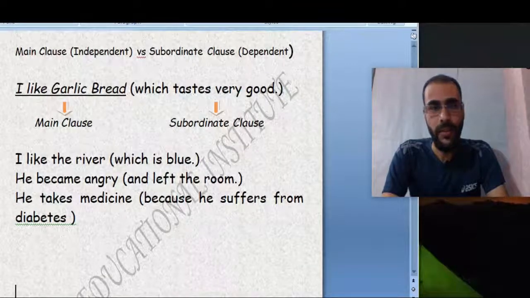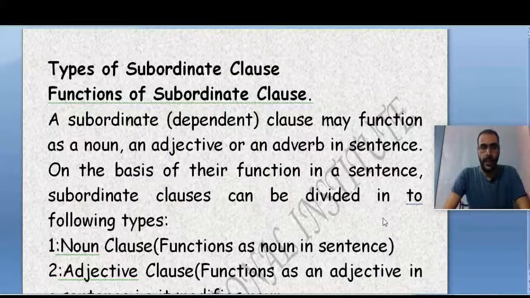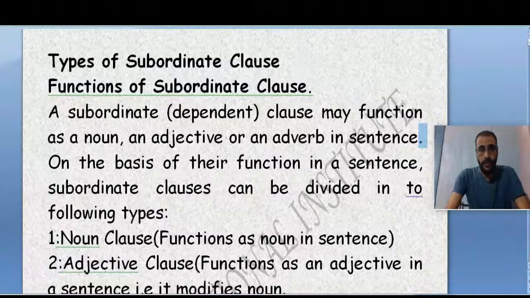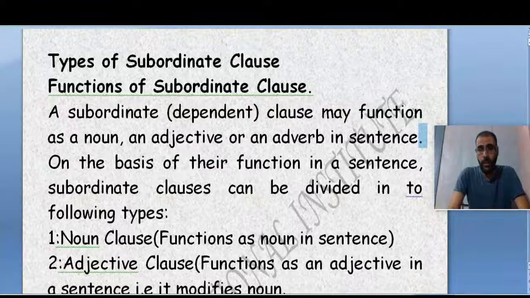Let's have a look at the 3 types of subordinate clause. Alright, then we move to the last bit of this topic, that is types of subordinate clause. As I've told you earlier, subordinate clause is classified into 3 types: noun clause, adjective clause, and adverb clause.